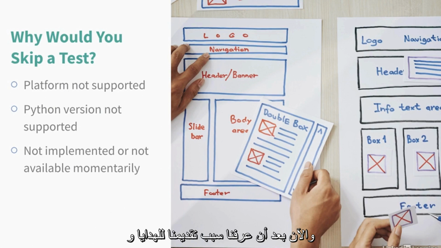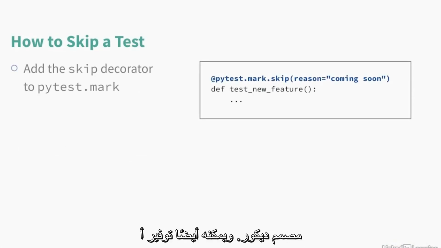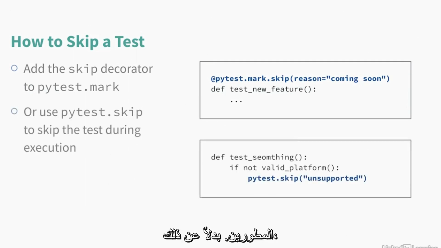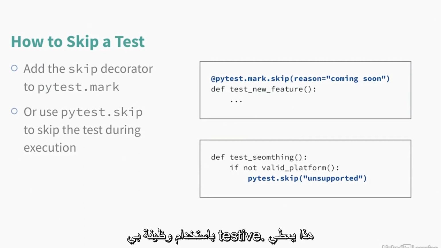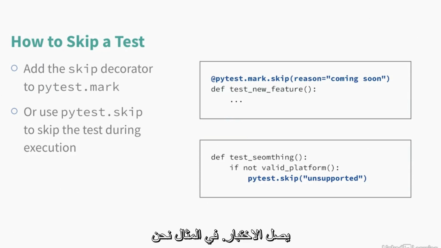So now that we know why we would skip some tests, how do we do it? In pytest, it's very simple. You skip the whole test by using the skip decorator. You can even provide a reason why the test is being skipped as a reminder for yourself and other developers. Alternatively, you can skip the test during execution by using the pytest skip function. This gives you more control over when we should give up testing. In the example, we are skipping the test when the platform is not valid.